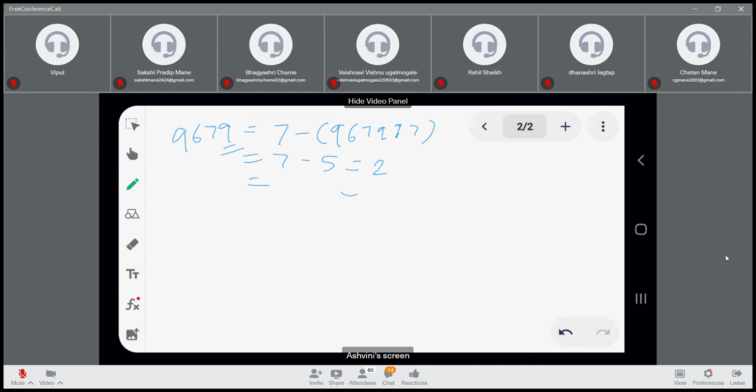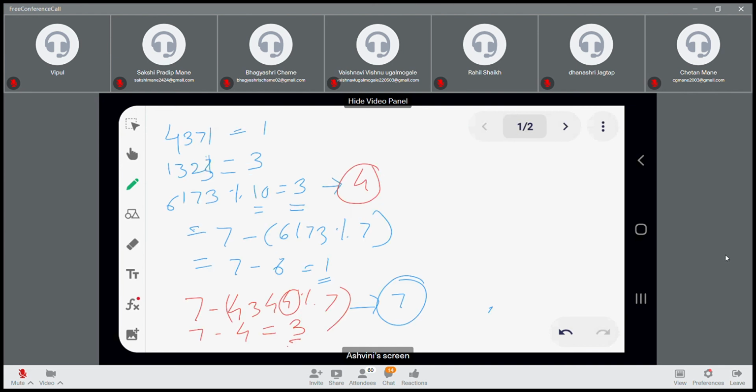So we have calculated the index for 4344 as 3 jumps from index 4, that is place 7. So at index 7 we have placed 4344. After that, your number is 9679. 9679 mod 10 is 9.